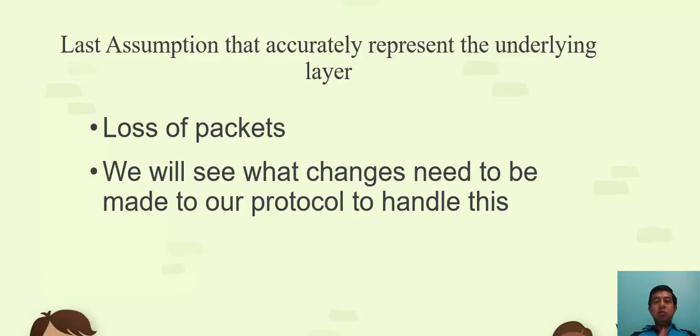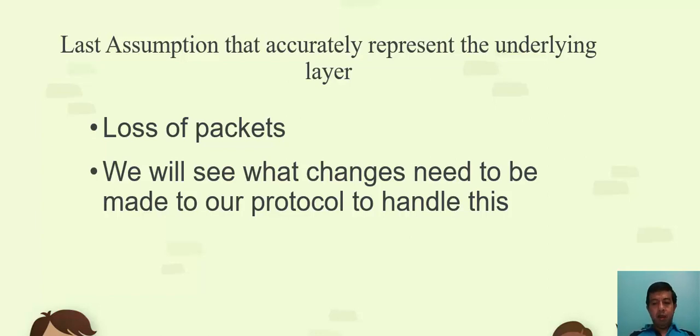Today we'll introduce the final assumptions. This final assumption would actually reflect how our actual network layer works. Today we'll introduce the loss of packets also. So along with bit level errors, we'll also introduce loss of packets. That means while transmitting the data packets, those packets can get lost also. So what changes would have to be incorporated in our protocol to handle the loss of packets?